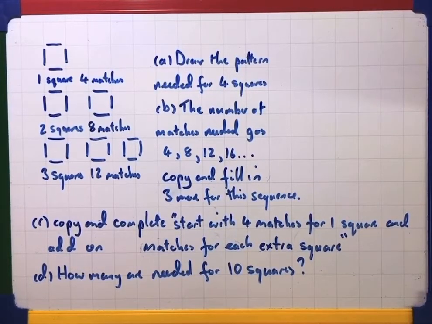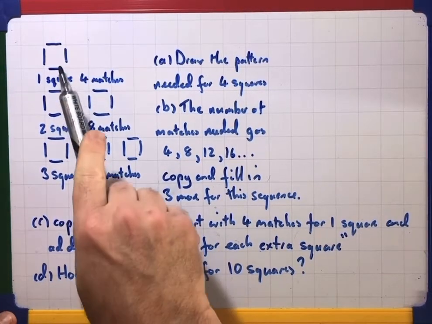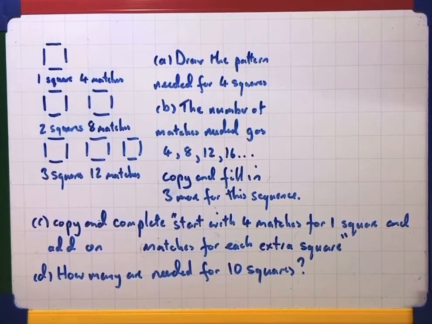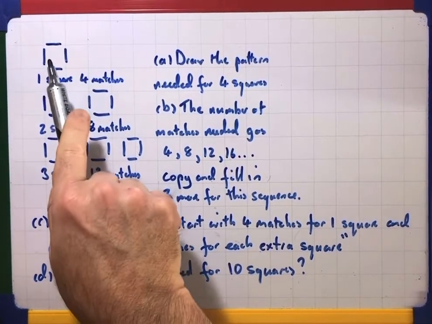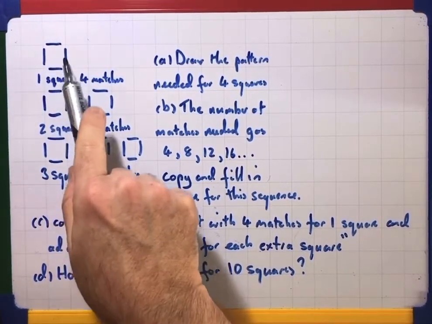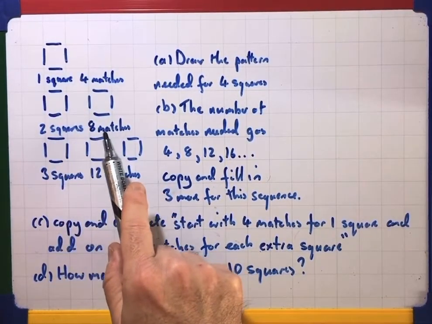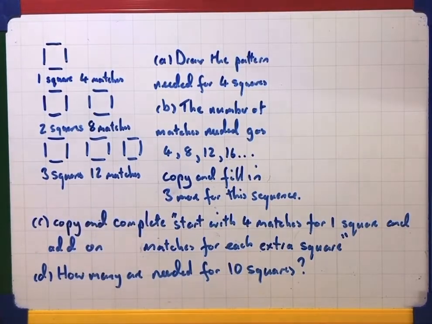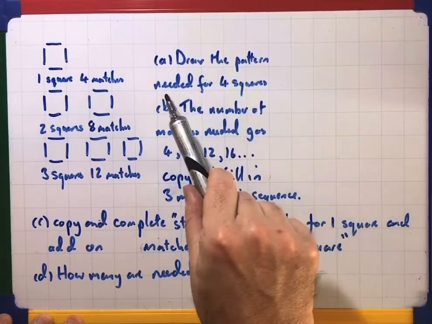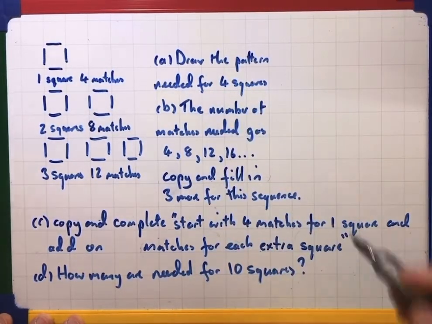In this second video on sequences, we're going to have a look at physical situations leading to these sorts of sequences. So if each of those lines represents a match, and we're looking at this first one, 1 square is made up of 4 matches, 2 squares is 8 matches, 3 squares is 12 matches, and so on. So the first bit here says, draw the pattern needed for 4 squares.